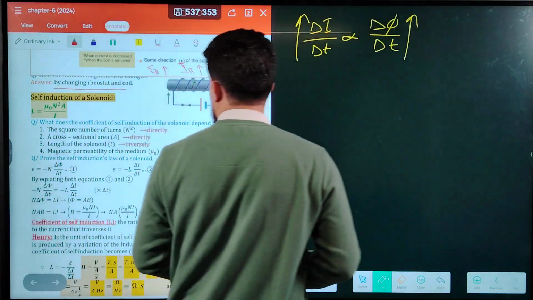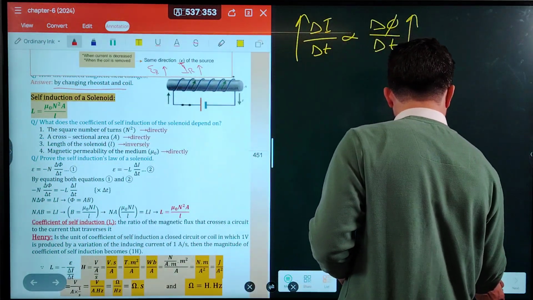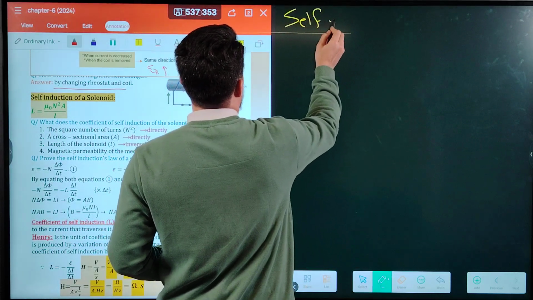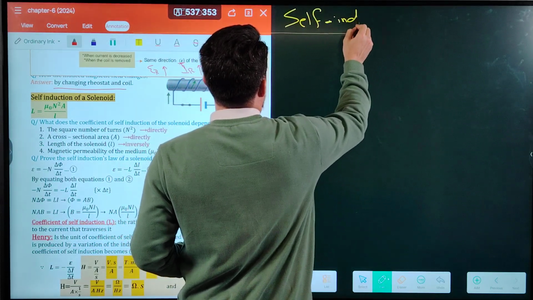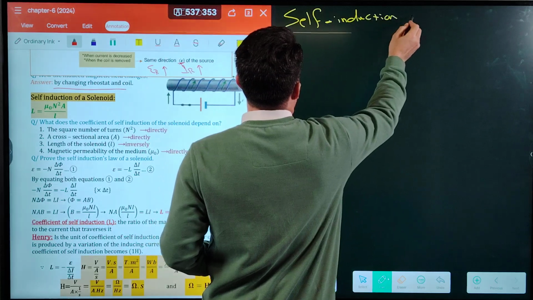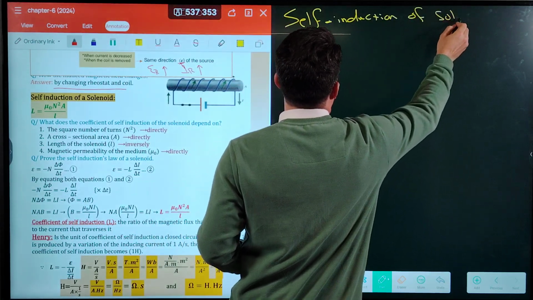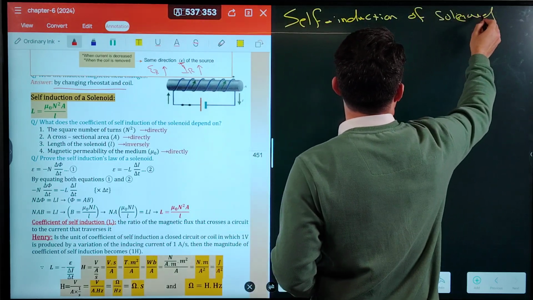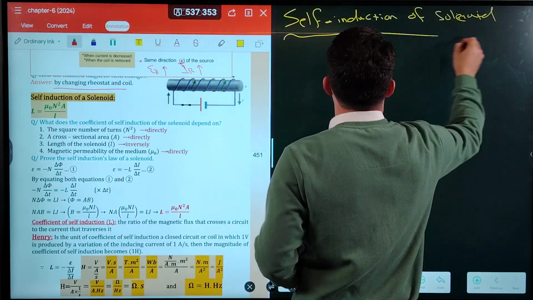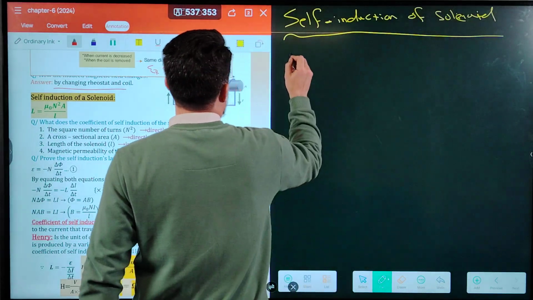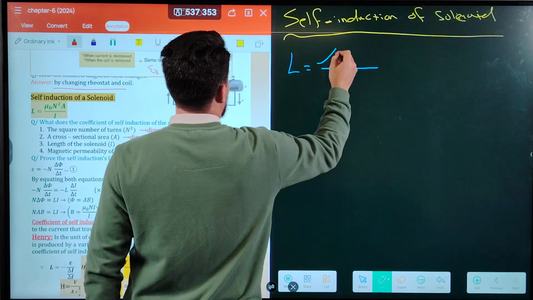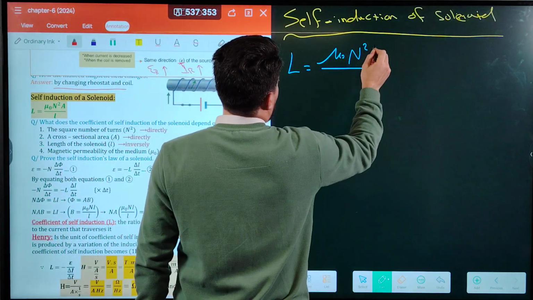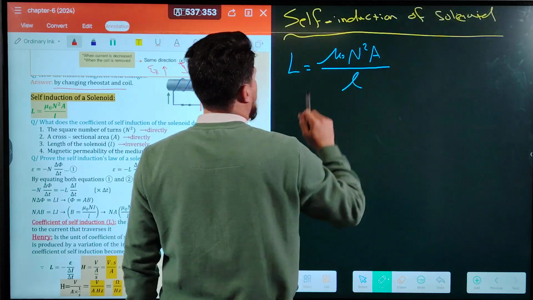The self-induction of a solenoid. Self-induction of what? Solenoid. Self-induction of solenoid. L is equal to what? Mu naught permeability, N square, the area of the coil, and length.